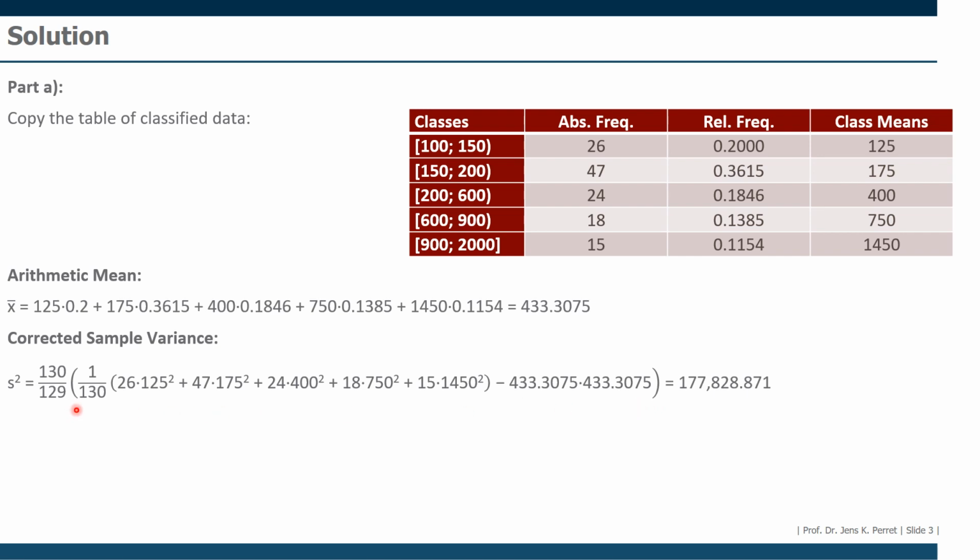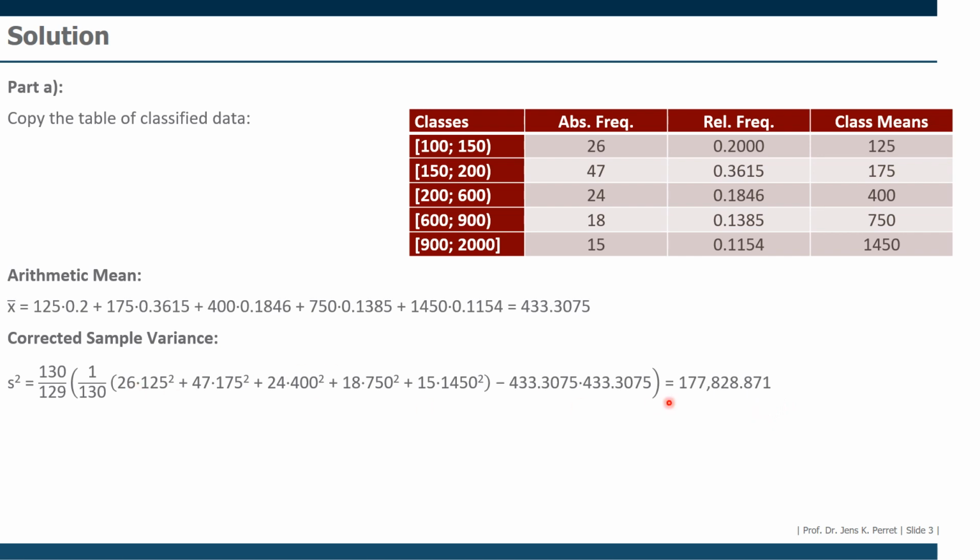So if the task would have been to calculate the theoretical or uncorrected variance, we simply only would have to do what is in the large brackets. Since we have the corrected sample variance, we have to multiply this with this correction factor, which is nothing else than number of observations divided by number of observations minus 1. So 130 observations divided by 129, giving me in total a corrected sample variance of 177 point something.